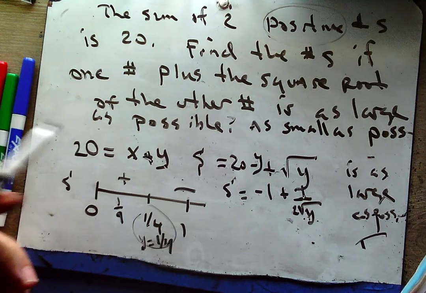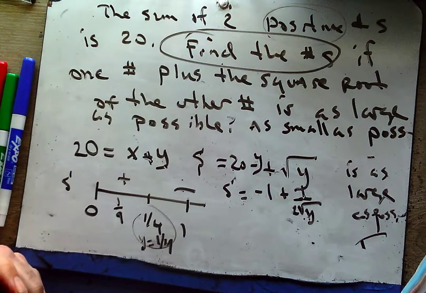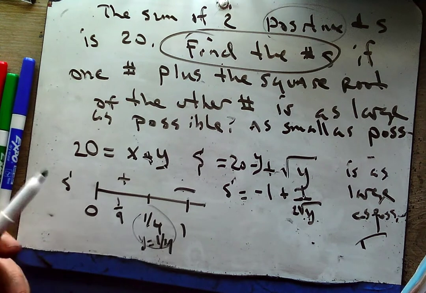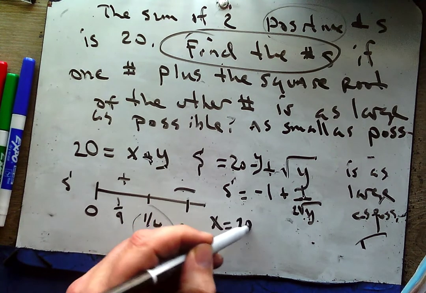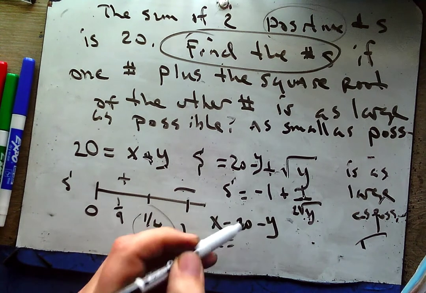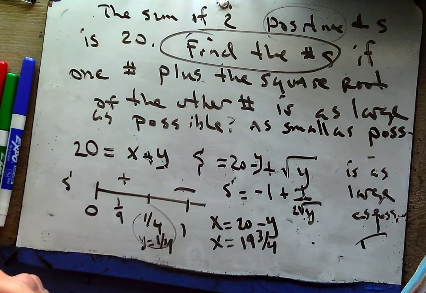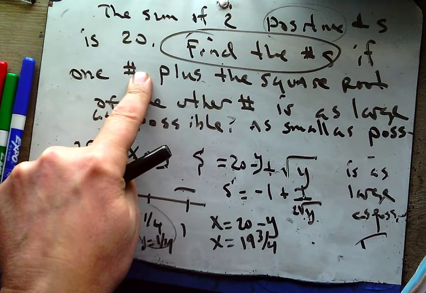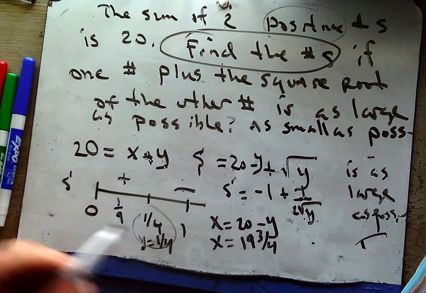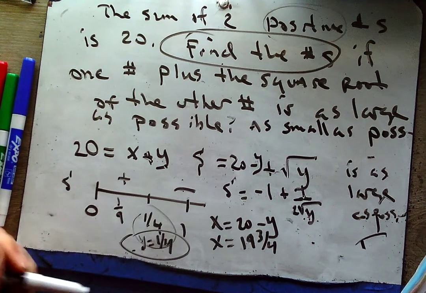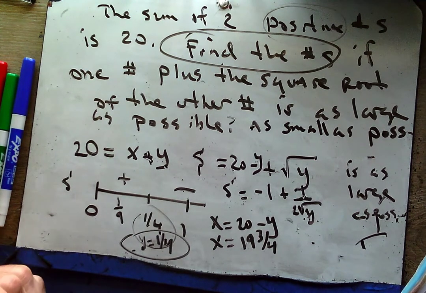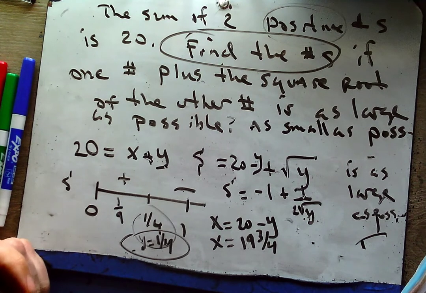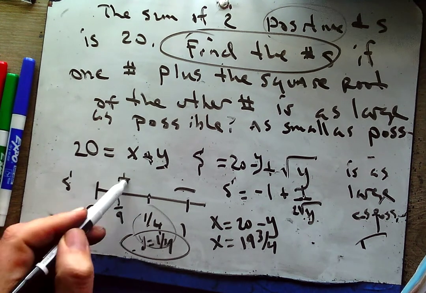Well, I'm supposed to find the two numbers. So I got my y value. How do I find my x value? Well, remember, x was equal to 20 minus y. So x equals 19 3/4. Okay? So we've got two numbers. It's the sum of the first one plus the square root of the second, and we were saying that this was the second number. Okay? So we have our maximum because S prime goes from positive to negative.